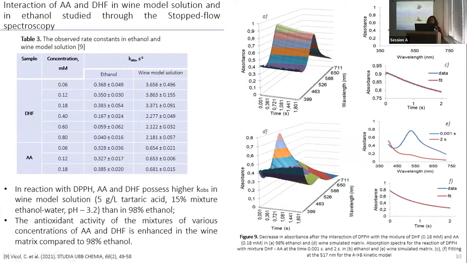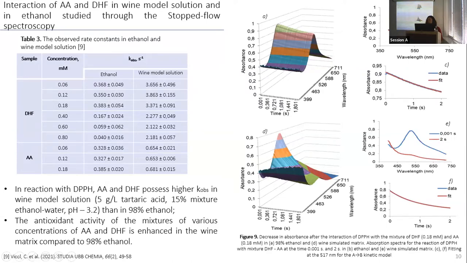Also, the antioxidant activity of mixtures of various concentrations of ascorbic acid and dehydroxyfumaric acid is enhanced in wine matrix compared to ethanol. And you can see this from figure 9, especially B and E, where the absorption spectra are represented for the reaction of DPPH with the mixture of the antioxidants at time 0 and at 2 seconds here in ethanol.